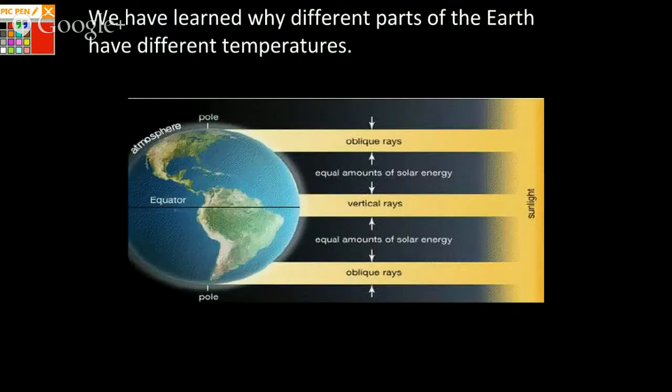So we've learned before why different parts of the Earth have different temperatures. It's due to the vertical rays striking over a small area and the oblique rays striking over a larger area. Again, all the rays from the sun carry with them the same amount of energy, but if they're focused over a small area, just like that magnifying glass, they deliver more heat per square mile versus the oblique ray.